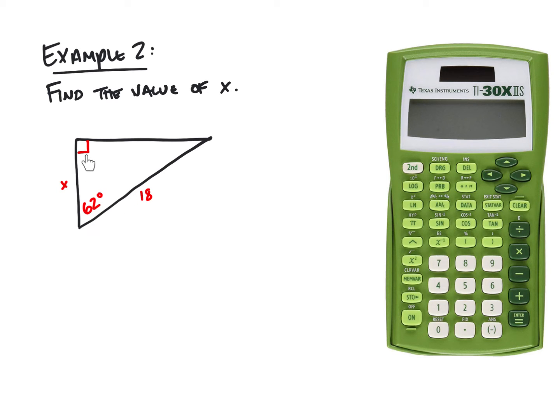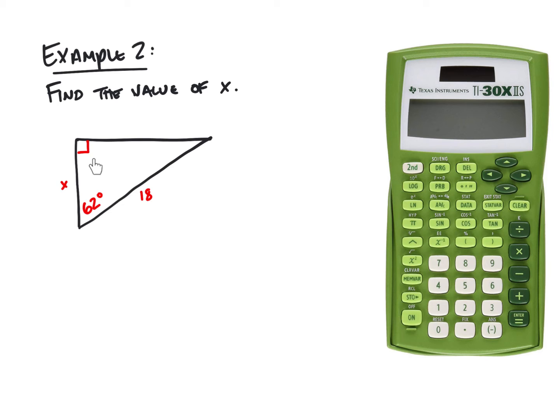So you'll notice here I have a triangle. It's a right triangle, and I know that one of its angles is 62 degrees. I could figure out what its other angle is pretty easily. I could just take 90 minus 62 if I wanted to figure out that angle. But what I'm actually trying to figure out in this problem is what is this length?